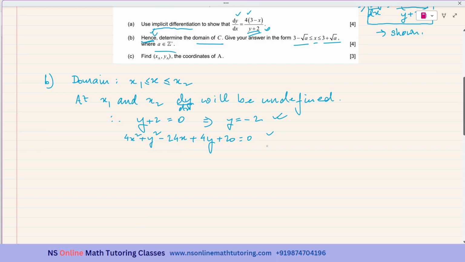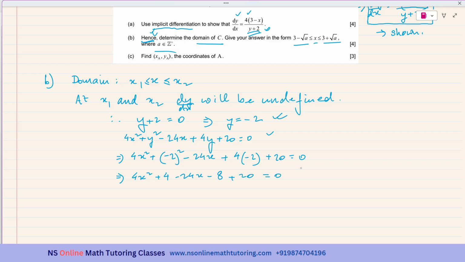So this is the given equation. I have just copied it. And now I'll be plugging in the value of y. So 4x squared plus (minus 2) whole squared minus 24x plus 4 times negative 2 plus 20 equal to 0. Okay. So this is 4x squared plus 4 minus 24x minus 8 plus 20 equal to 0.